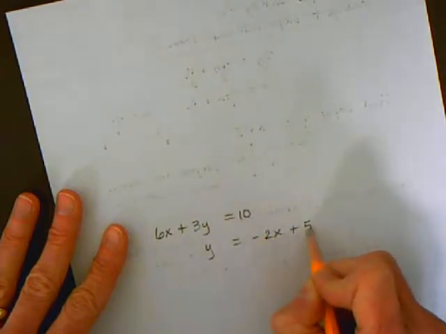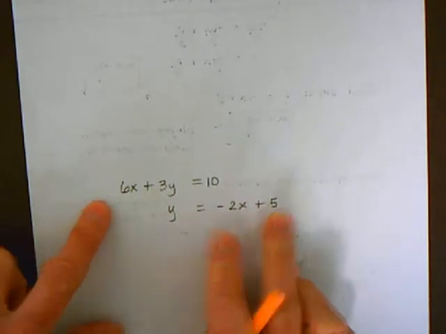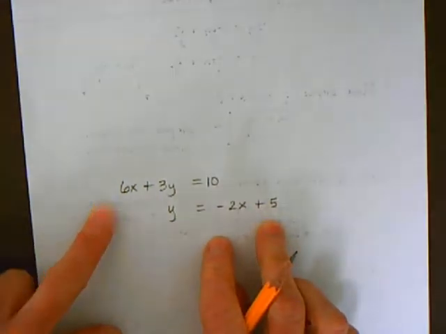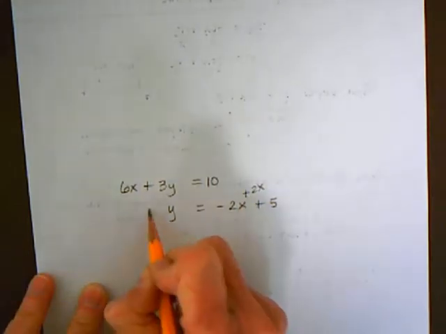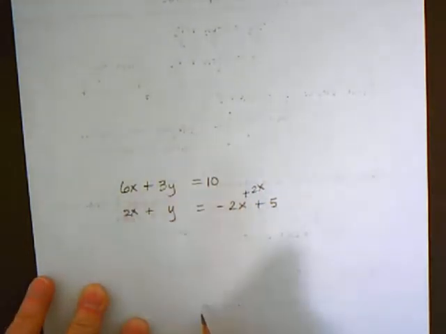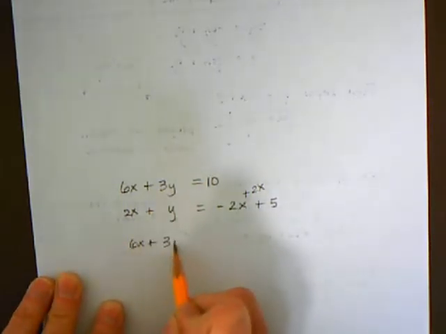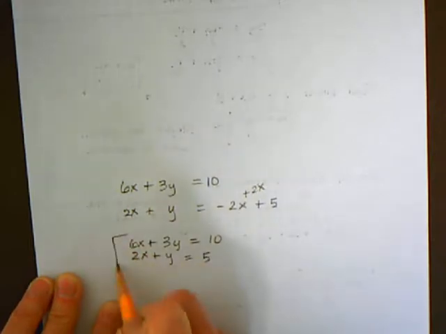All right, so for this second equation, it would really help if I put this into standard form so that I could solve them simultaneously here. So let me bring the 2x back over to this side. Let me rewrite both of them. I have 6x plus 3y equals 10. And the second equation is 2x plus y equals 5. So here's my system.